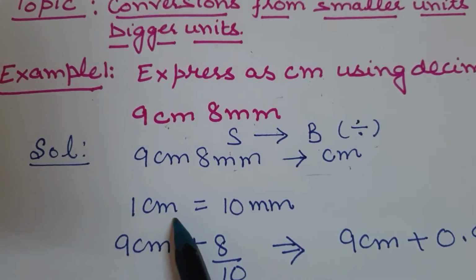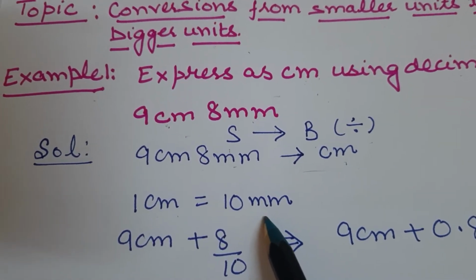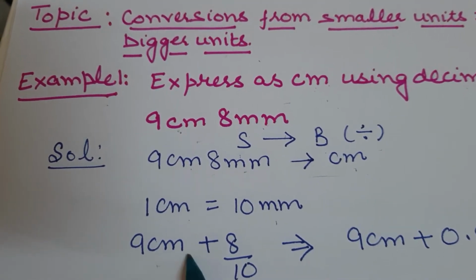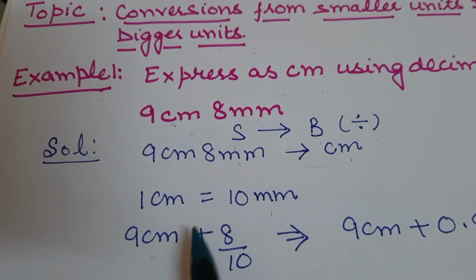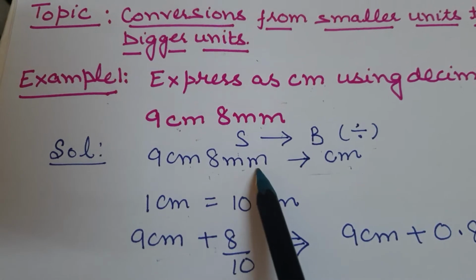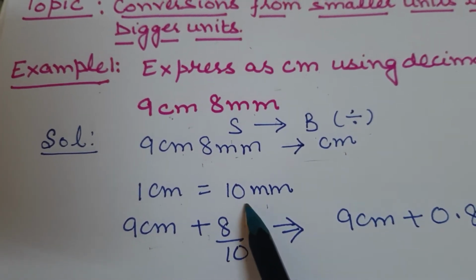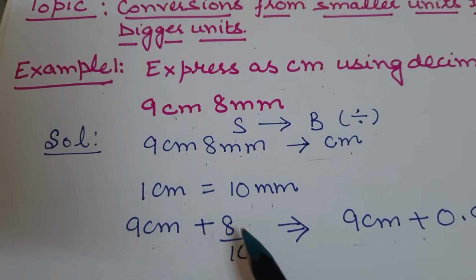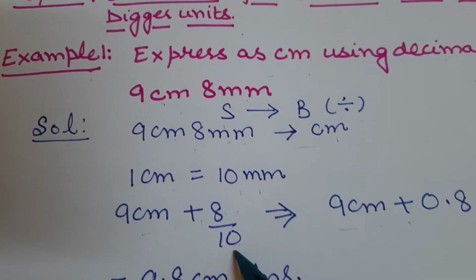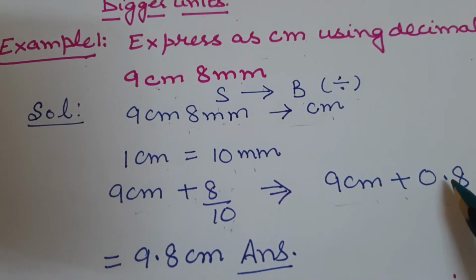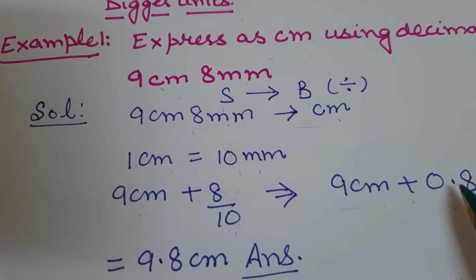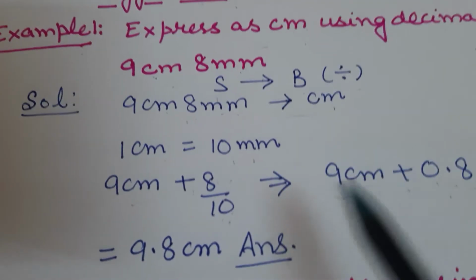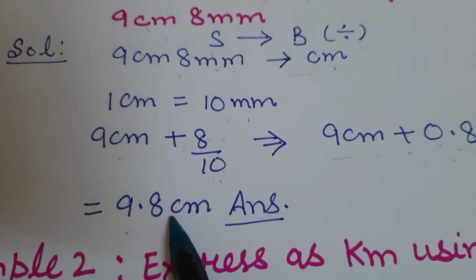So 1 centimeter is equal to how many millimeters? 10 millimeters. Now 9 is already in centimeters, so no need to convert it, plus 8 millimeters, so 8 will be divided with its relation. Now 9 centimeter plus 8 by 10, it is 8/10. How can we convert it into decimal? 0.8. When we add these two, the whole number is added to the whole part, decimal to the decimal part. So it will become 9.8 centimeters.